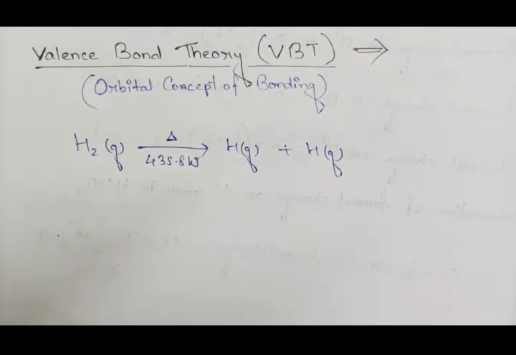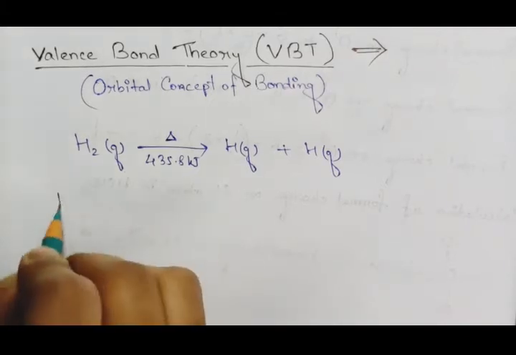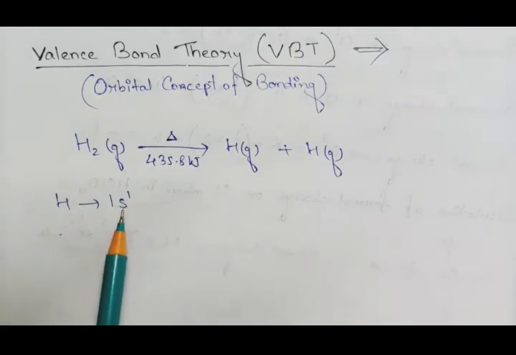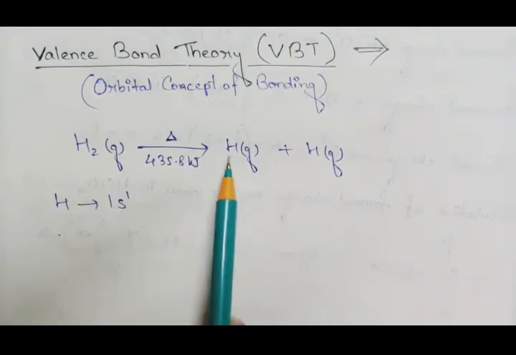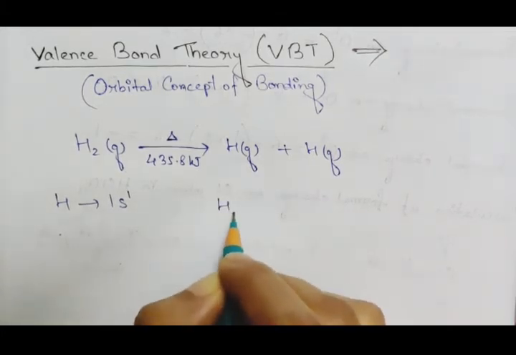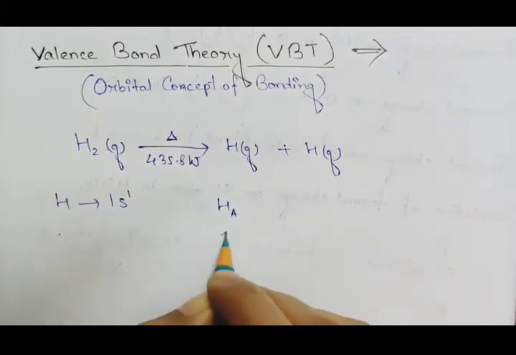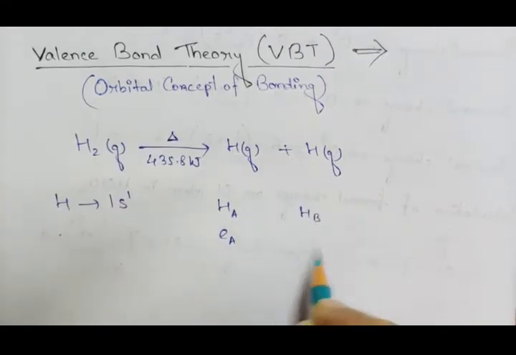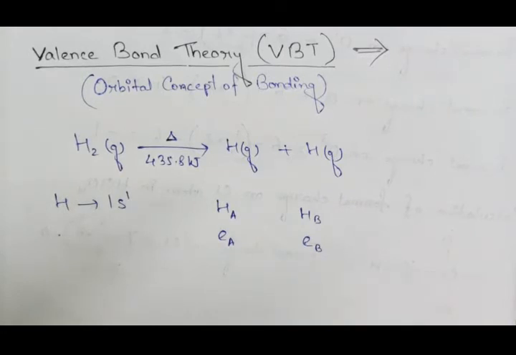We know that the electronic configuration of hydrogen is 1s1. That means only one electron is present in the s orbital. So if we take these two separate hydrogen atoms, let's consider the first hydrogen atom as Ha, which contains the electron Ea. And for this one, if it is Hb, then the electron is Eb. Clear?